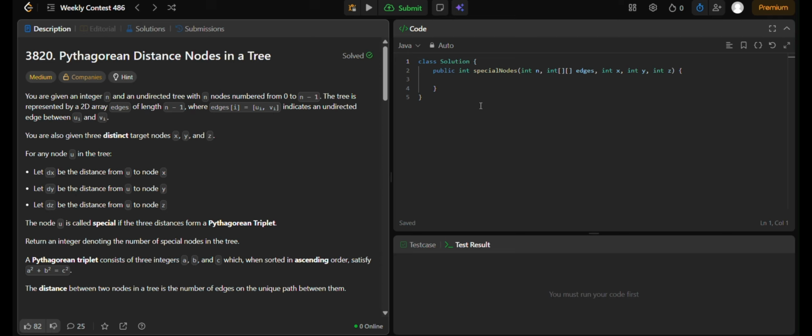Hello everyone, let's take a look at this problem from LeetCode. The problem name is Pythagorean Distance Nodes in a Tree. Let me give a brief of what the problem is and then we'll jump on to the solution approach.